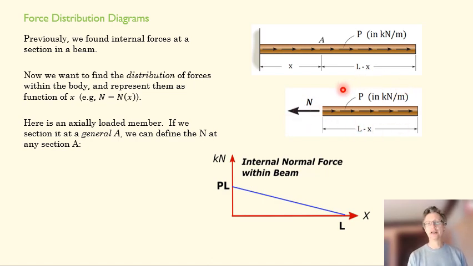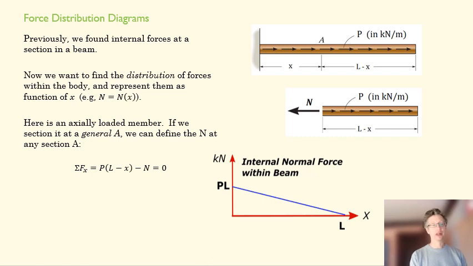When we draw this free body diagram, we've defined this distance as L minus X rather than some number, so that any place we sectioned it, that distance would still be L minus X. And so we can write the sum of forces in the X direction as P, in kilonewtons per meter, times L minus X, measured in meters, and that's going to be equal to N.